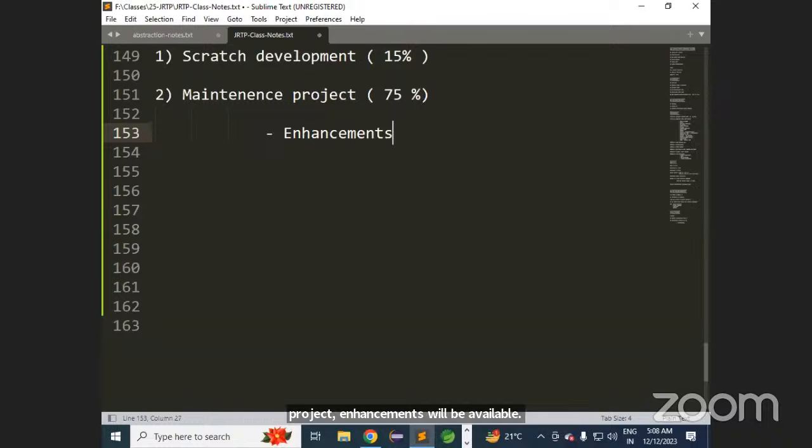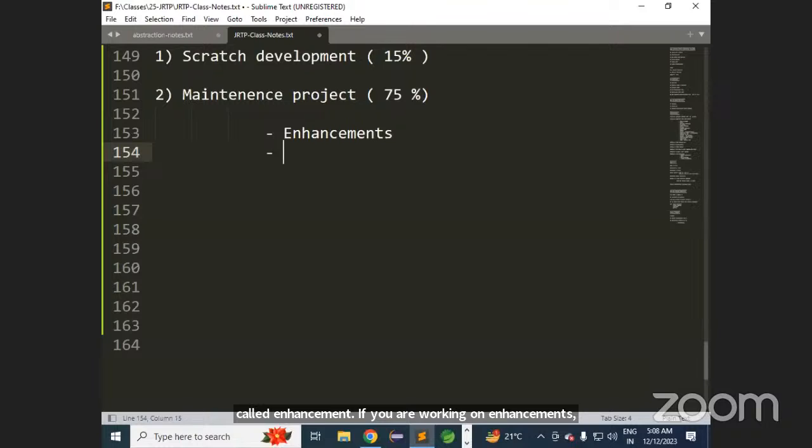So when you go for a maintenance project, enhancements will be available. Some days you will be working on enhancements in the project. What is the meaning of enhancement? Adding new functionality to the existing project is called enhancement. If you are working on enhancements, you are working on a maintenance project.